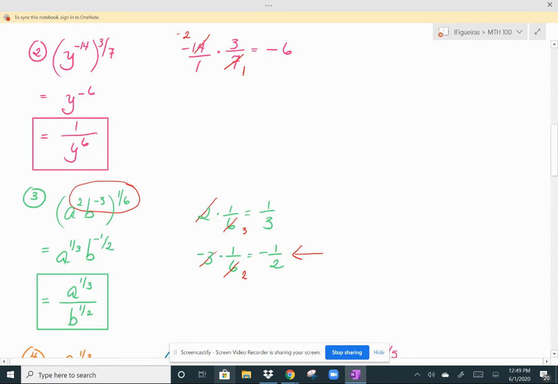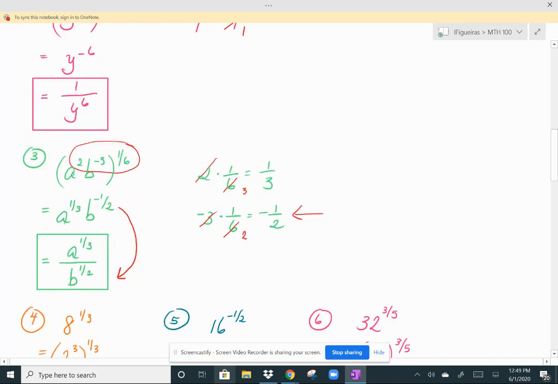But again, I have a negative exponent associated with the b, so the b goes into the denominator below a, and the exponent changes to positive, so your final answer is a to the 1/3 over b to the 1/2.